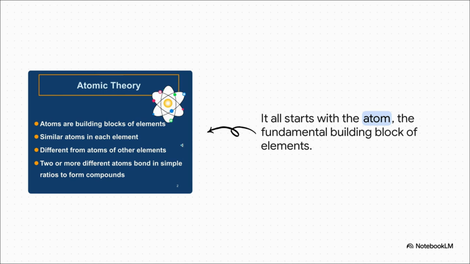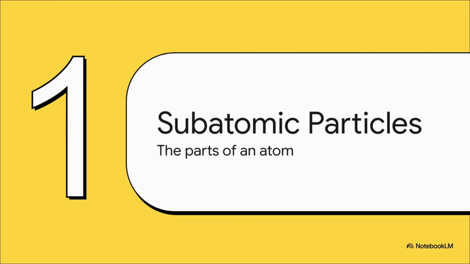So here's our plan. By the end of our time together, you'll be able to identify the parts of an atom, use the periodic table to figure out its structure, and even understand what something called an isotope is. Ready? Let's jump in. Okay, so if atoms are the building blocks, what are they made of? Well, we can zoom in even further.